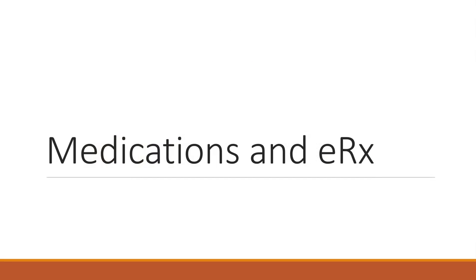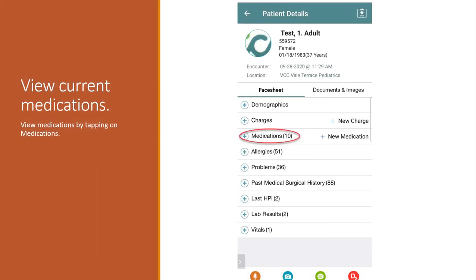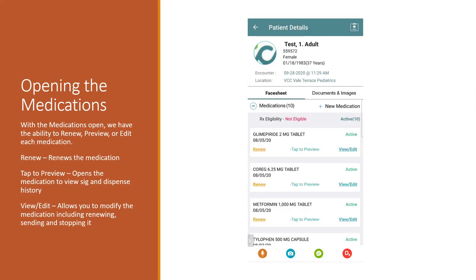Next, we'll talk about medications and e-prescribing. This is essentially the mobile version of the medication module in EHR. The face sheet will show the number of medications currently active on the patient. Tapping on medications opens the list. With the medications open, we have the ability to renew, preview, or edit each medication.